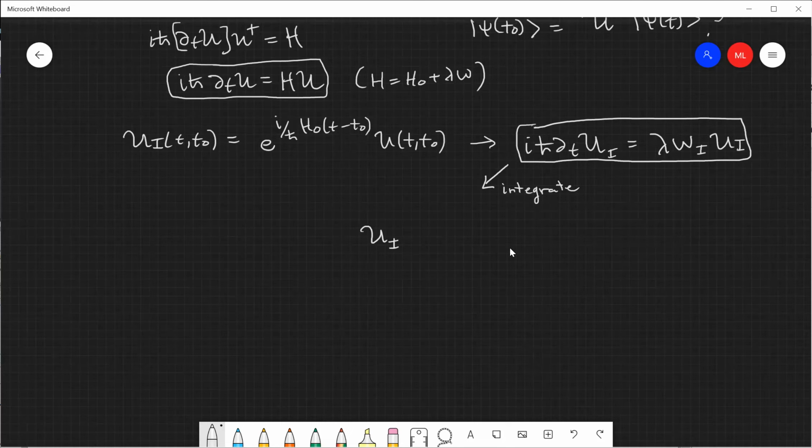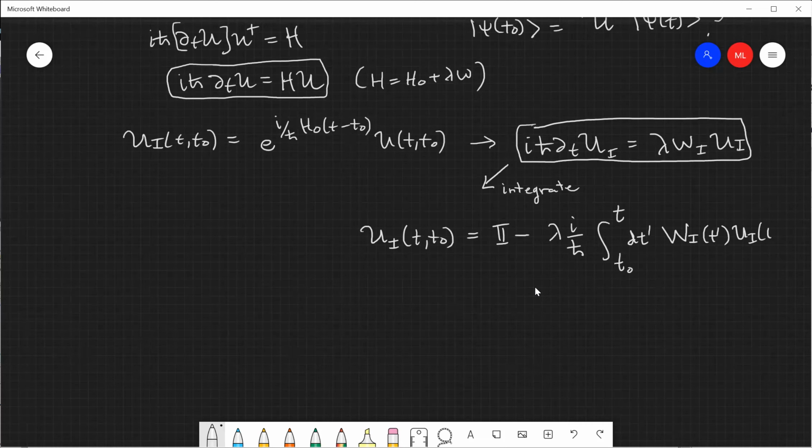And what we'd find is that the U interaction picture operator is equal to the identity minus λ i/ħ times the integral from your initial condition t_0 out to t, dt', of W_I times U_I(t', t_0). So there we go. This is just integrating up this differential equation.